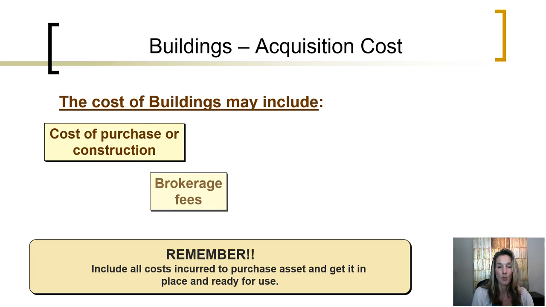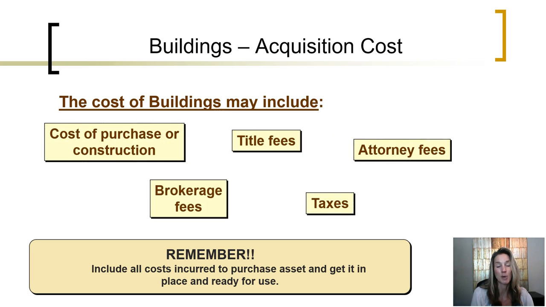For buildings, when a company acquires a building, they can either purchase the building or they can construct it. If the building is purchased, the cost recorded for the building will be its purchase price, or if it is constructed, whatever the costs of construction are. In addition to those costs, we would also include title fees, attorney fees, brokerage fees, or taxes. Remember the general rule. The cost that we record for an asset when it is purchased or acquired is the cost to purchase it plus get it in place and ready for use.